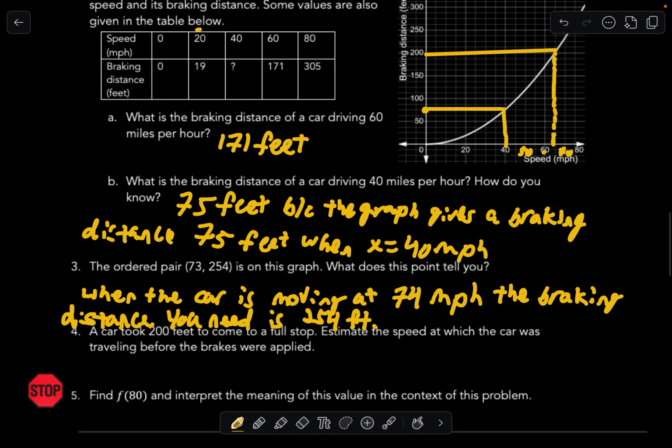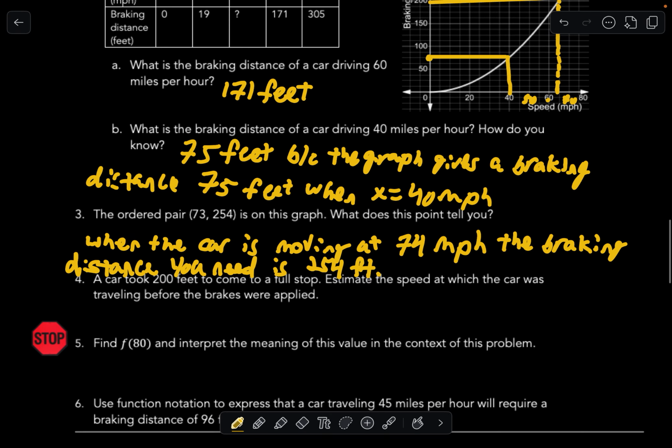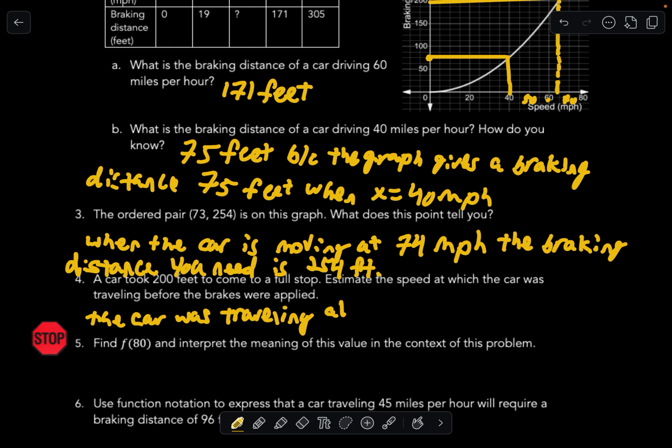Oh no, excuse me, I said feet. It's miles per hour. So the car was traveling at 65 miles per hour. Sorry, I keep screwing up the X units and the Y units.